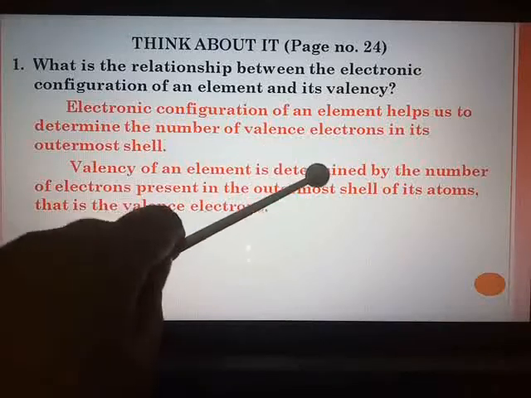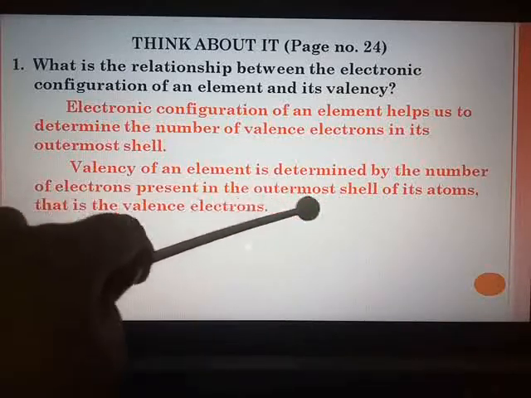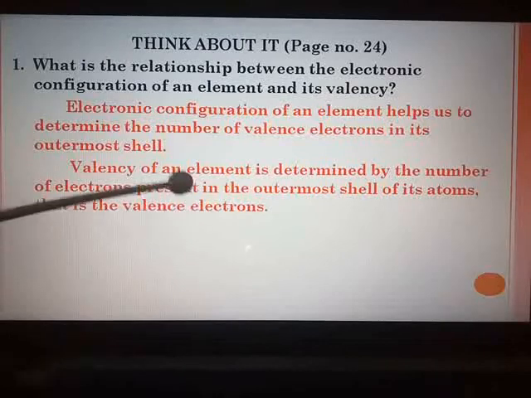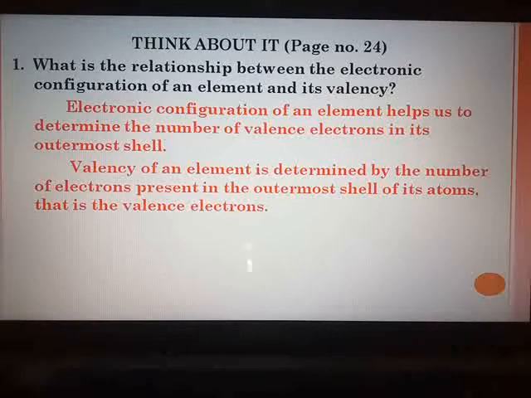Valency of an element is determined by the number of electrons present in the outermost shell of its atoms, that is the valence electrons. This also I had cleared with you last time. Many a time students have the habit of writing that valency of an element is the number of electrons present. Very wrong. Valency of an element is not the number of electrons in the outermost shell, but it is determined by it. For example, in the case of oxygen having atomic number 8, the electronic configuration is 2, 6. It means 6 is not its valency.